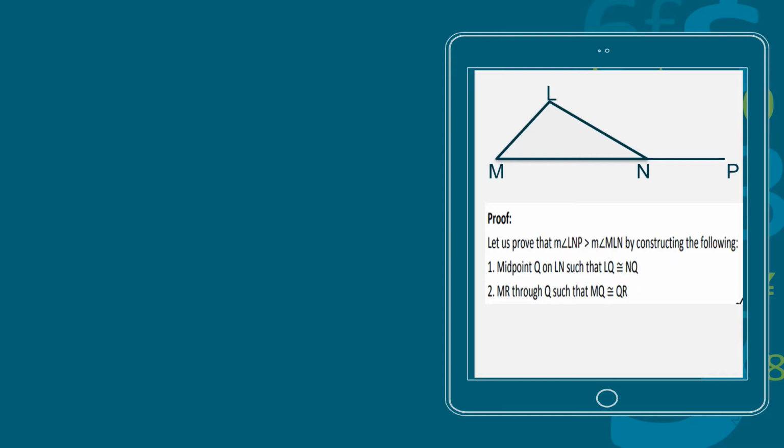This is by constructing the following. First, we construct midpoint Q on LN, in such a way that LQ is congruent to NQ. Then we construct segment MR through point Q, in such a way that MQ is congruent to QR. Then we connect NR for us to have a triangle, and name the angles formed: angle 1, angle 2, angle 3, and angle 4.